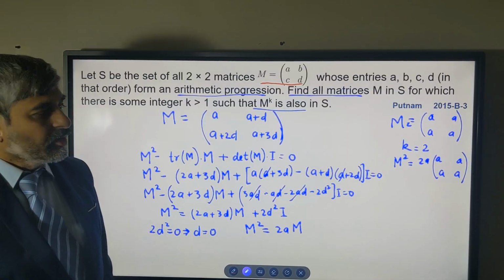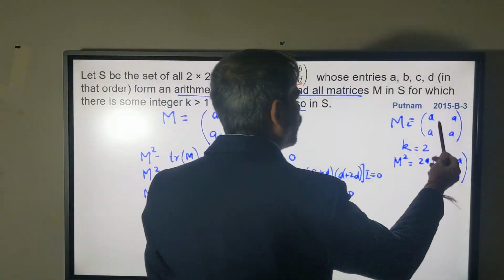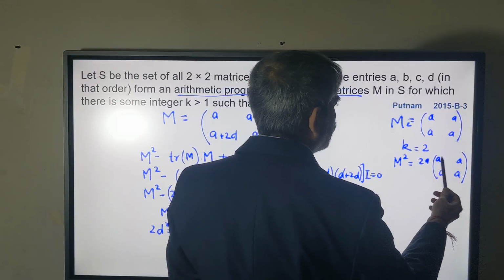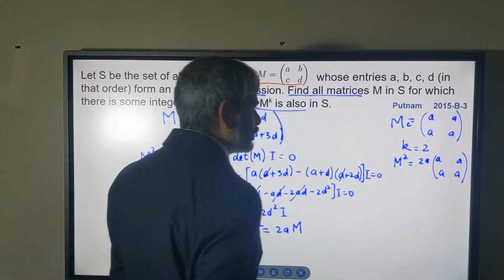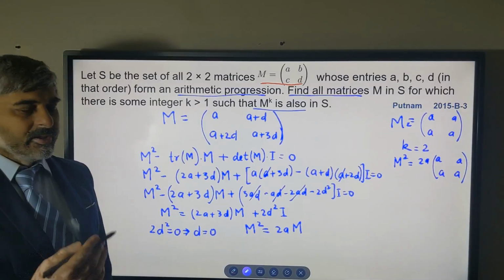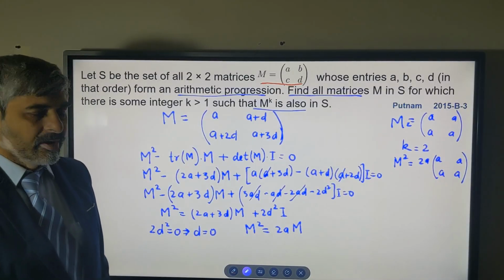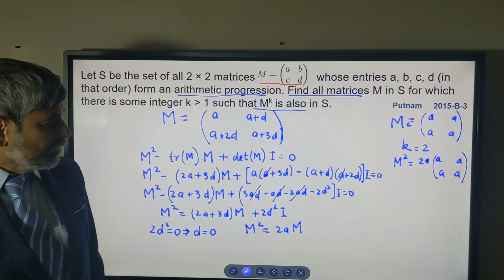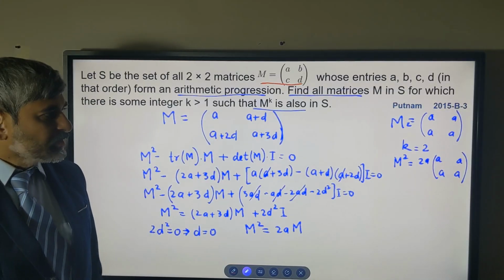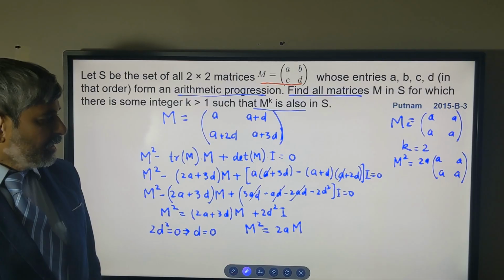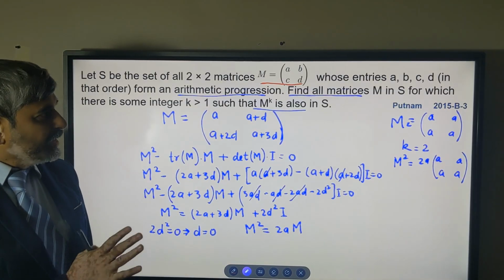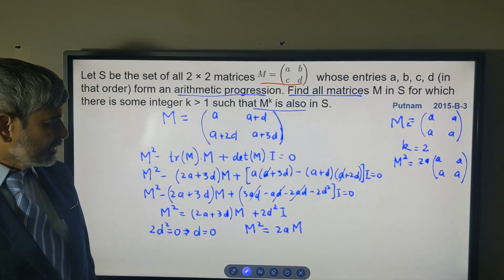For example, if you take all elements as 1, 1, 1, 1, then 2, 2, 2, 2 is that M square value, and those elements are also in arithmetic progression. And for that matter, you can take any value of m. So this looks like one solution. Not looking very elegant, but this is a solution technically.